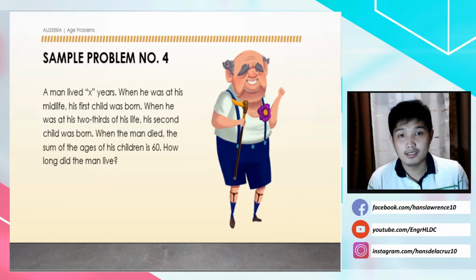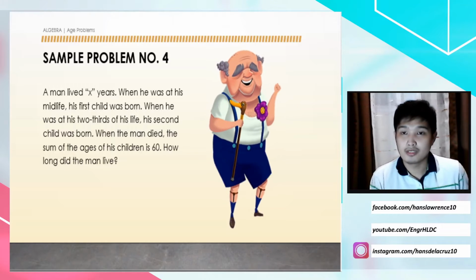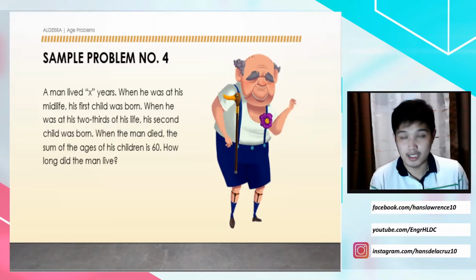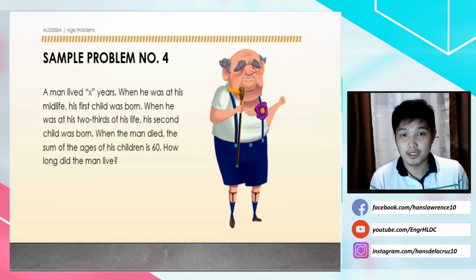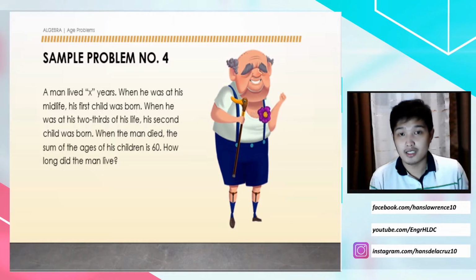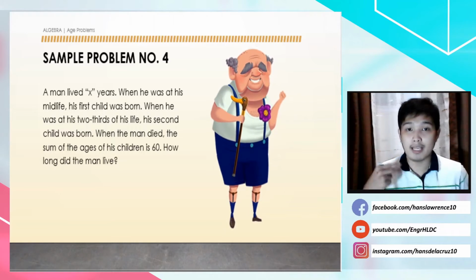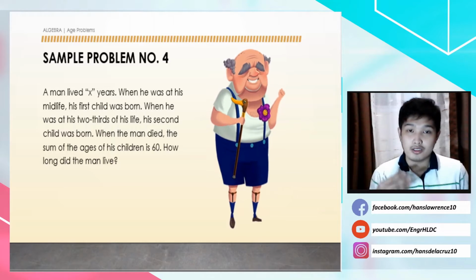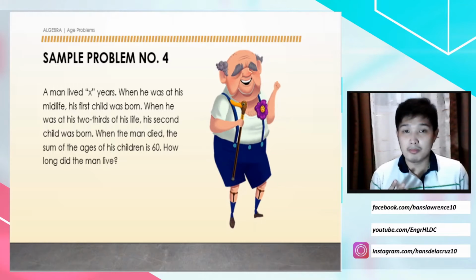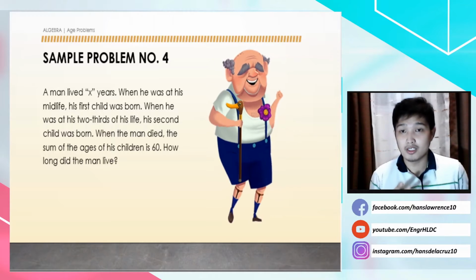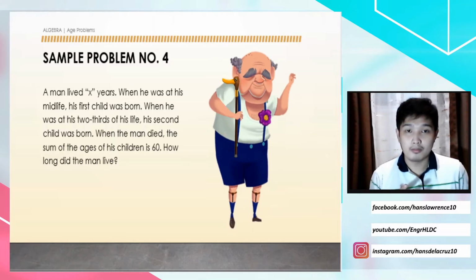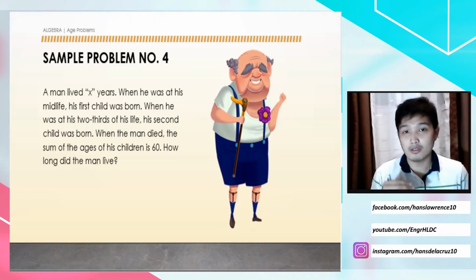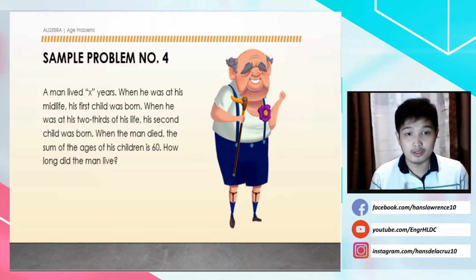Okay, so analyze natin, no? So sabi dito, nung nasa midlife niya na siya, pinanganak daw yung firstborn niya, and then nung nasa 2/3 of his life na siya, pinanganak naman yung second child niya. So ibig sabihin class, meron na tayong dalawang time frame na involved, and then sa dulo, when the man died, third time frame, so meron din naman binigay na condition that the sum of the ages of his children is 60. So therefore, meron tayong tatlong time frame. So sabihin meron tayong tatlong column, tapos meron din tayong tatlong rows para sa tatlong characters. Okay?